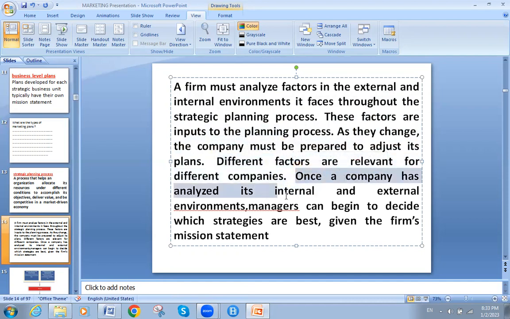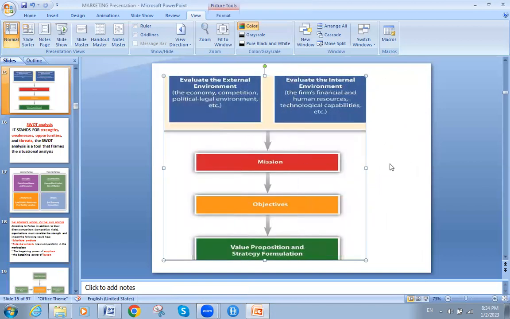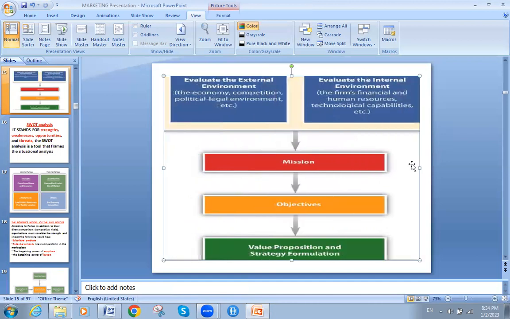Once a company has analyzed the internal and external environment, when we recognize the internal environment and the external environment, managers can begin to decide which strategies are best, given the firm's mission statement. So once we've done this, now we can move into doing our own statements. So here we go. Here is the whole procedure, and it's good that this graph is there, so it can make the conclusion for the students and show what we want to say here.